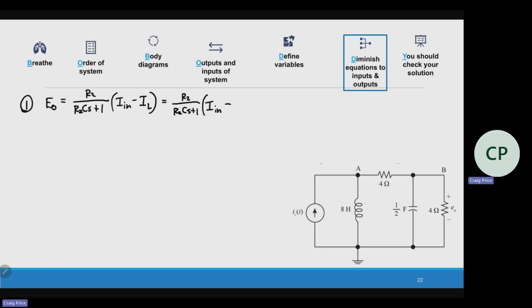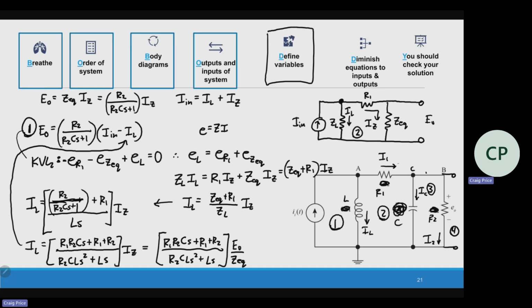Okay, so if I go back here, this is now my IL. So I'm going to take this big thing and we're going to expand it out. So we got the R1, R2 CS plus R1 plus R2, all divided by R2 CLS squared plus LS. This is multiplied by, maybe I'll put brackets, this is multiplied by E out over Z equivalent.